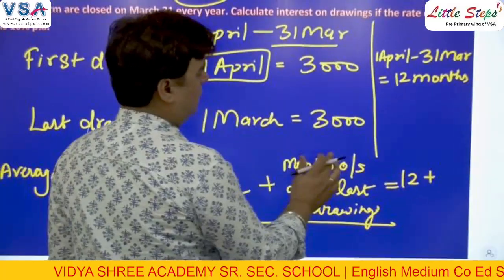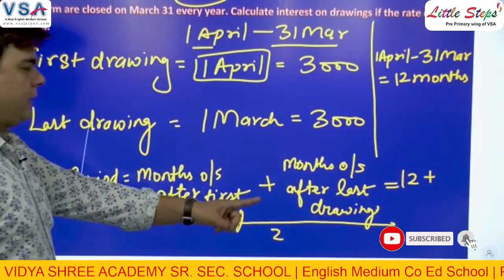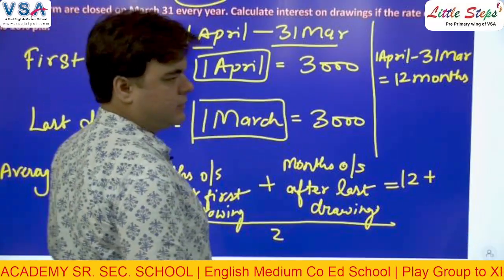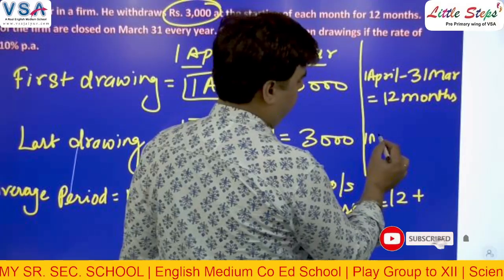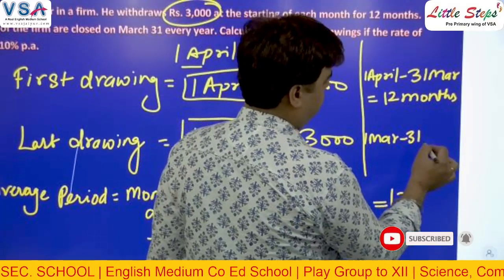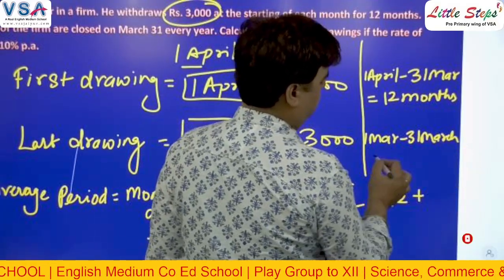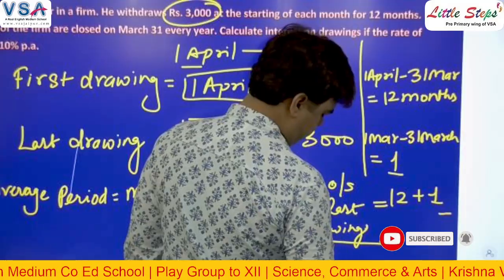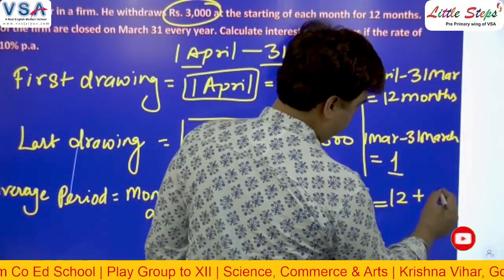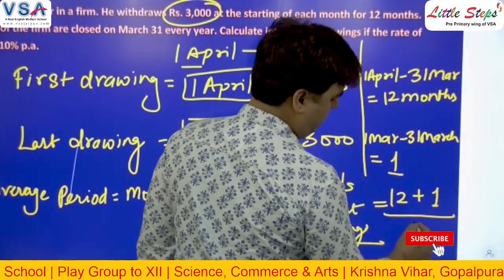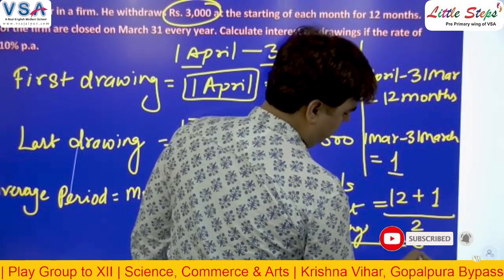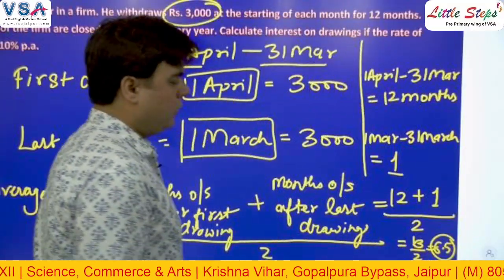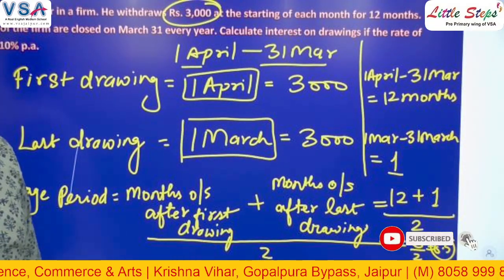Then months outstanding after last drawing. So last drawing has been made on 1st of March. Starting from 1st of March till 31st March, how many months are there? Only one month. So we'll simply add 1 year. So 13 divided by 2, which is 6.5. So this will be our average period.